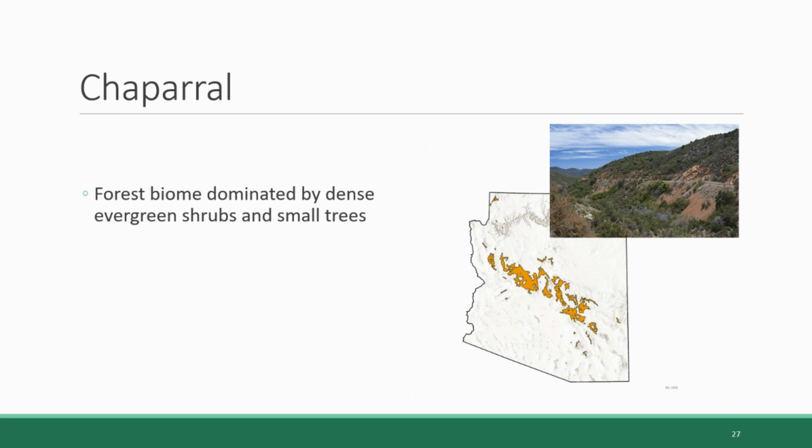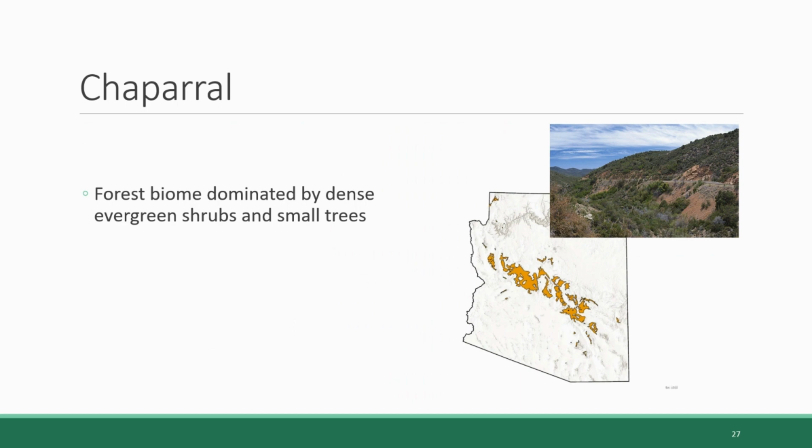The final temperate biome on our list is called chaparral. Chaparral is technically a forest biome, but it's dominated by dense evergreen shrubs and small trees. We actually have chaparral here in Arizona. If you drive up north a bit, parts of the Tonto National Forest and Prescott National Forest are chaparral. And you can see where some of those regions occur on this map of Arizona.